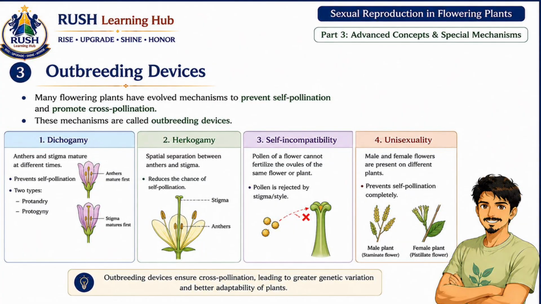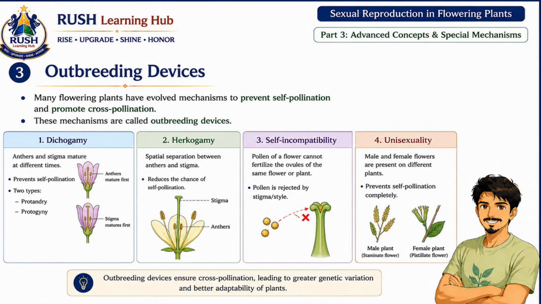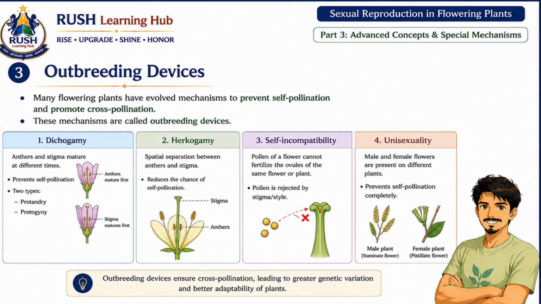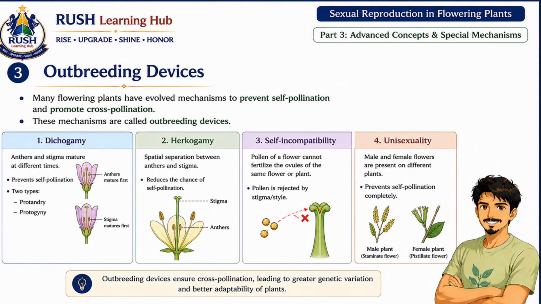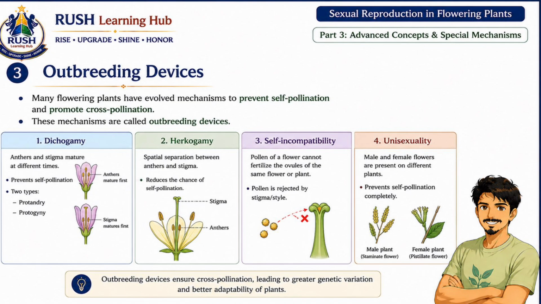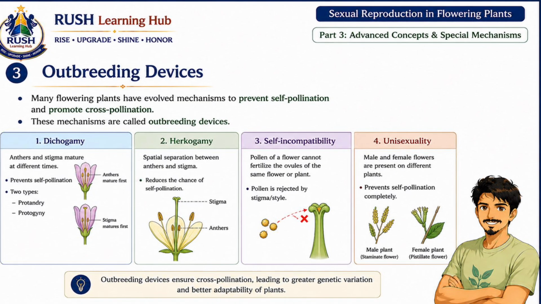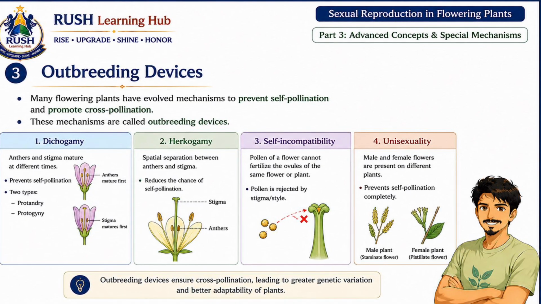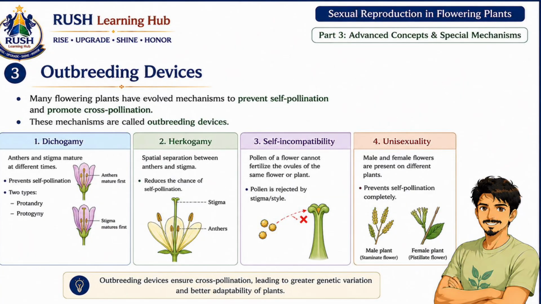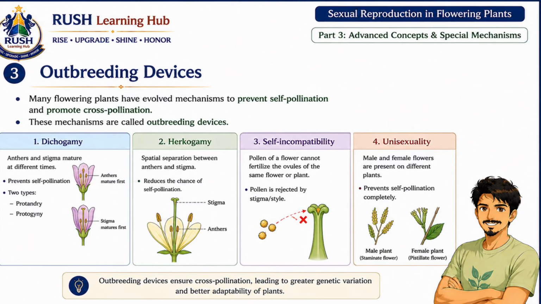This mechanism ensures that only genetically different pollen grains can successfully fertilize the ovules. 4. Unisexuality. Some plants produce unisexual flowers, meaning a flower contains either stamens or carpels, but not both.